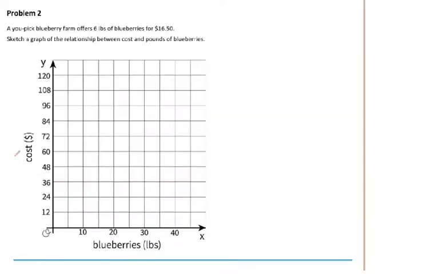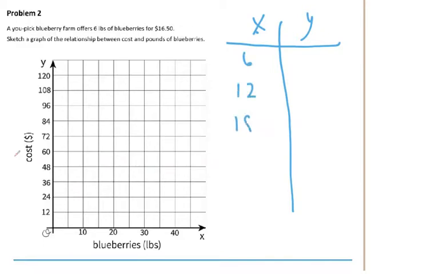Okay, number 2. A U-Pick blueberry farm offers 6 pounds of blueberries for $16.50. Sketch a graph of the relationship between cost and pounds of blueberries. So, I'm going to start by making a little T-chart. So these are pretty big amounts of blueberries. I know I've never bought this many blueberries, but, you know, what do I know? And I'm going to do 6, 12, 18, 24, and 30.